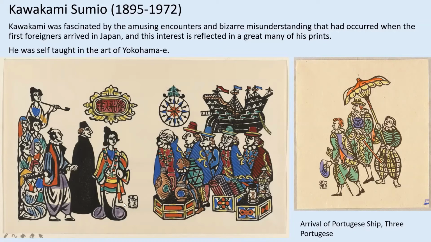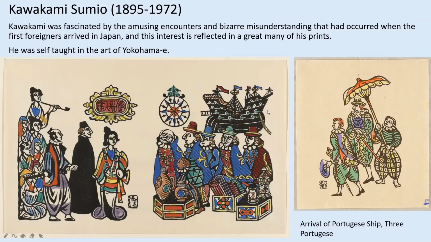So this one is called Arrival of Foreigners from the South. Sorry, this one is called Arrival of Portuguese Ship. And this one is called Three Portuguese. This is a Japanese delegation meeting some traders who have come from the West. He's showing the difference between their dress. You've got all these lovely robes here, and then these very ornate capes. They've got ruffs, they've got very elaborate hats.